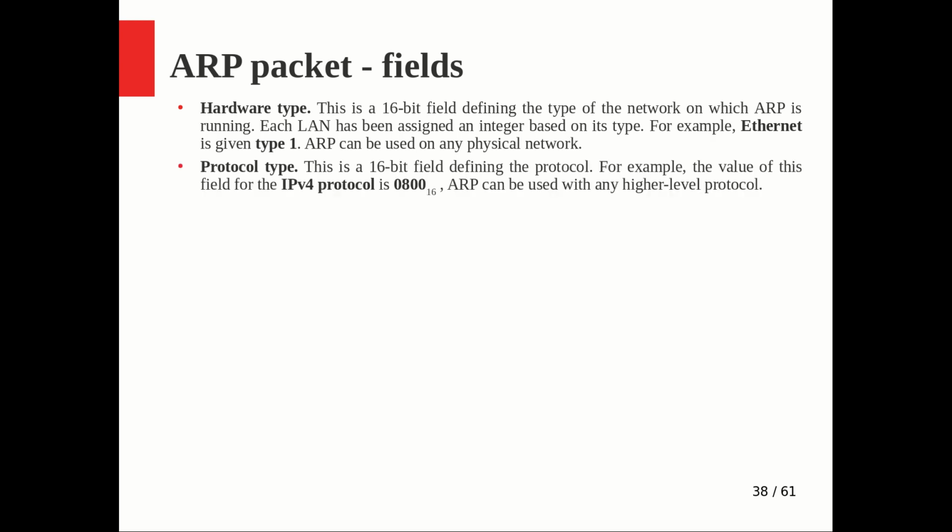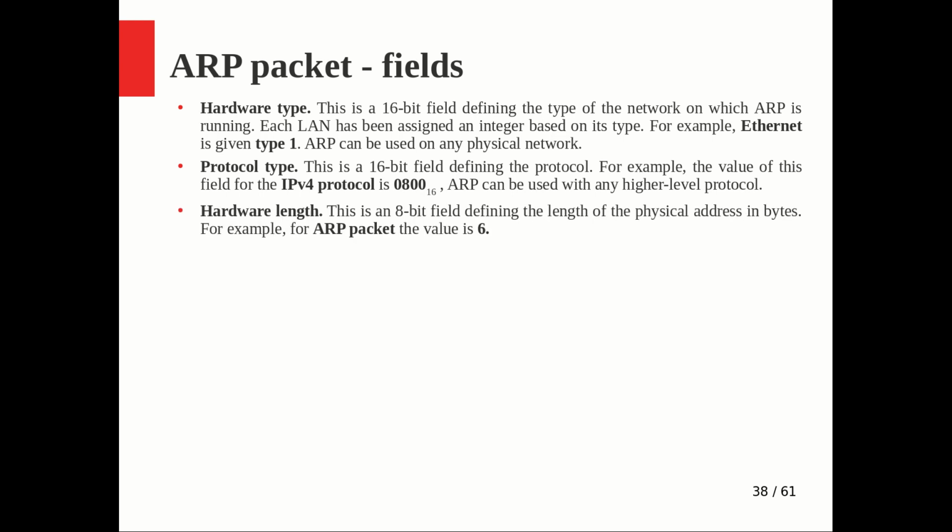And the protocol type is a 16-bit field defining the network layer protocol. For example, the value of this field is 0800 in hexadecimal for the IP version 4 protocol. Similarly for other protocols, a different type value will be there. So ARP can be used with any higher level protocol, I mean network layer, and anything is fine for ARP. Similarly, for the data link layer, any network, any standard is okay for ARP.